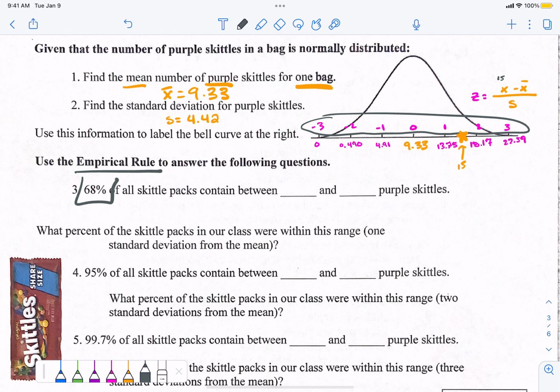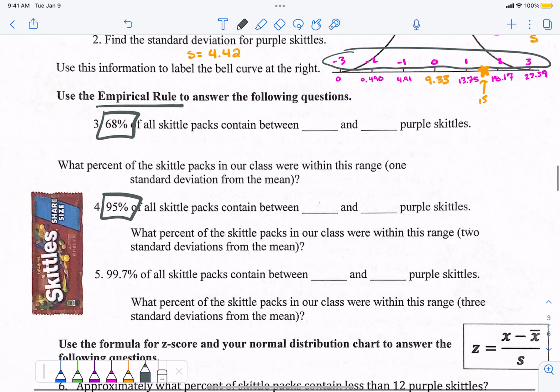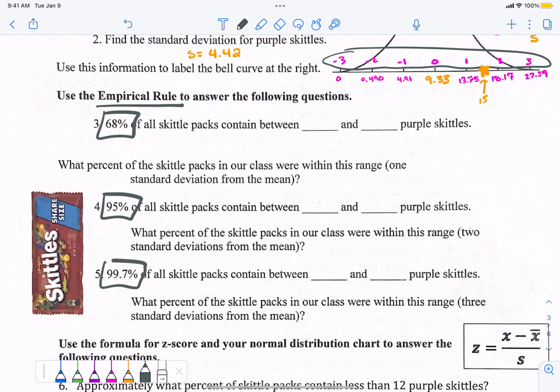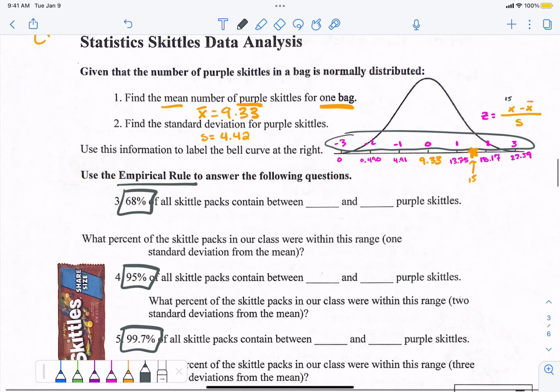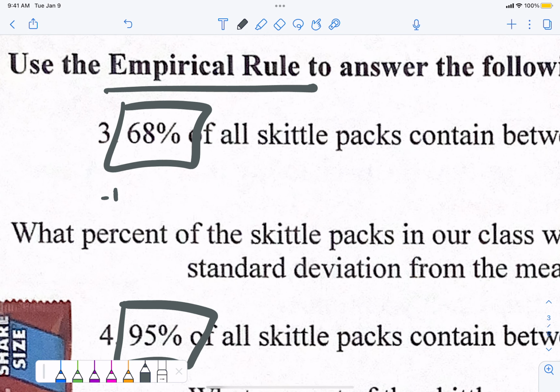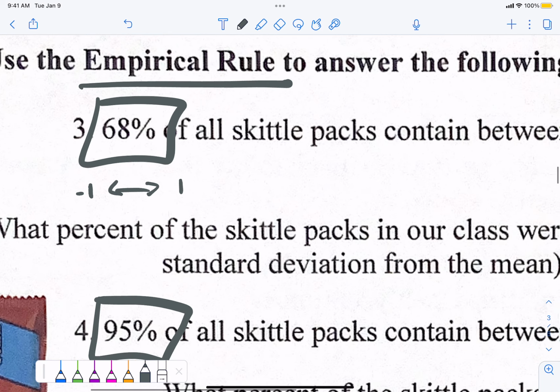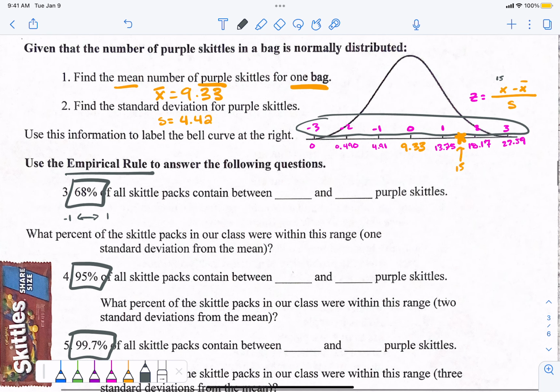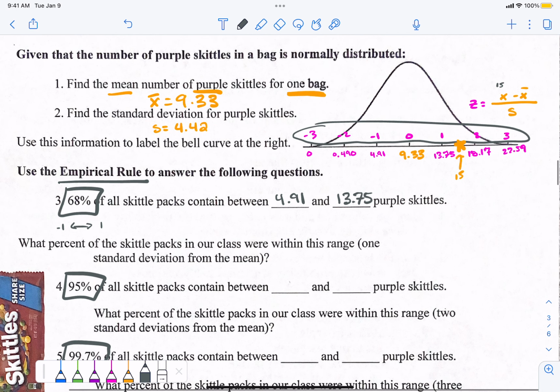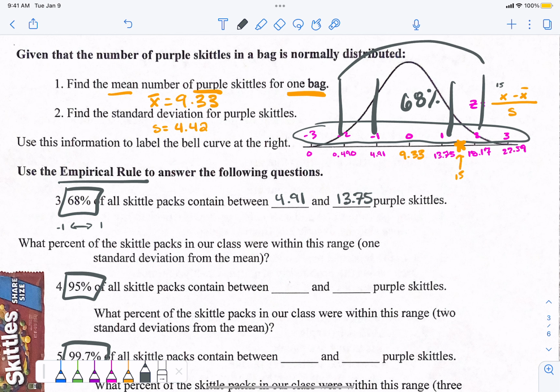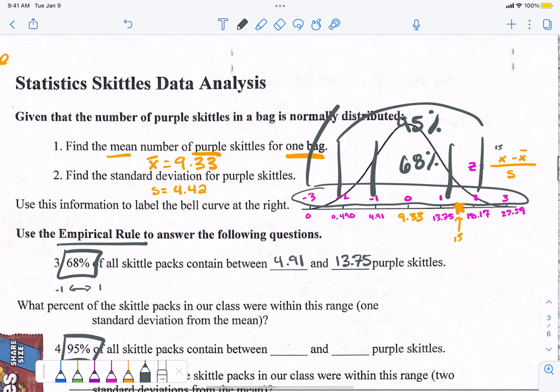The empirical rule says that 68%, 95%, and 99.7% live within those respective standard deviations, okay? So 68% would be between -1 and +1. Does that make sense on the standard deviation scale? So number 3, what would this number and this number be? 4.91 and 13.75. Do you guys see where we're getting these numbers from? So 68% of the data lives here, 95% lives here, and then 99.7% lives here, right? So you're just listing those ranges.